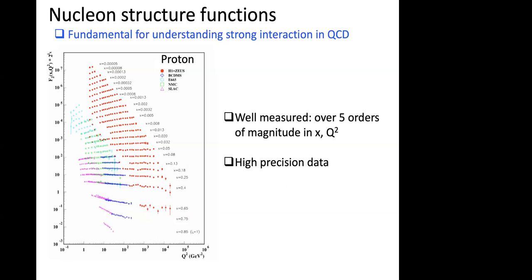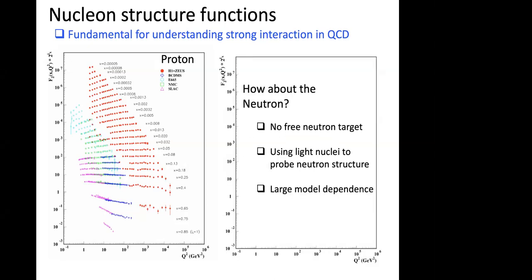As you can see, we have over 5 orders of magnitude in both x and Q squared coverage for this data on the proton, and it is very high precision data. Even though this is not a single measurement, it shows we have pretty good data to study the proton structure. But what is the situation with the neutron? It is very different. We have very little data on the neutron and very large uncertainty.